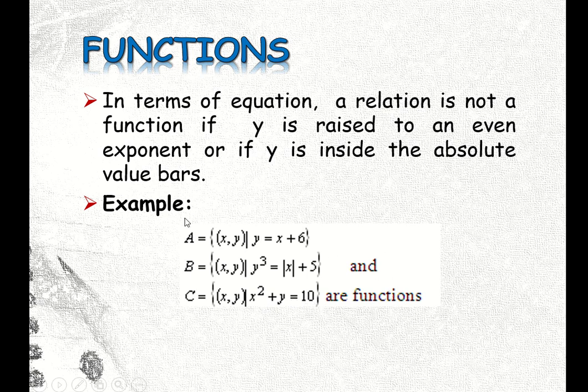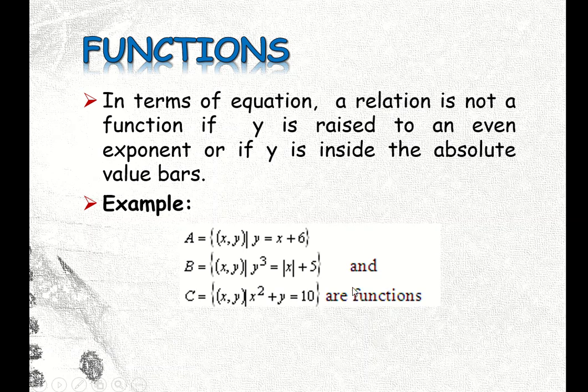So these are y functions. First, let us examine the exponent of y. For set A, the exponent of y is just 1, so it's odd, not even. And for the second set, B, y has an odd exponent, which is 3. And for set C, we have y that has an exponent of 1, and none of these y's are inside the absolute value bars. So therefore, we can say that they are functions.